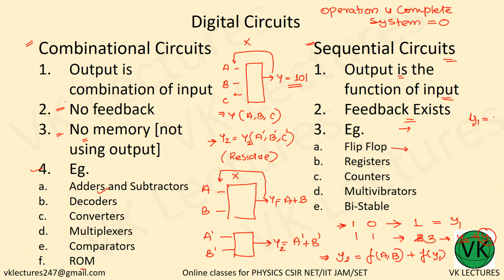Good examples are flip-flops, registers, counters, multivibrators, that are astable, multistable or bistable, which we have already discussed. Astable means there is no stable state. Bistable means there are two stable states. And counters, yeah, monostable is also there.